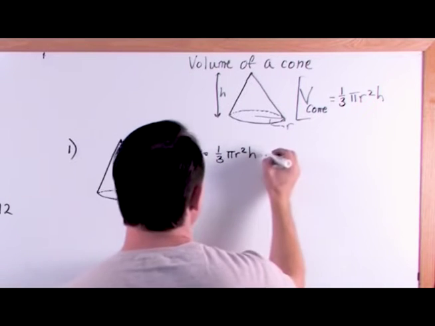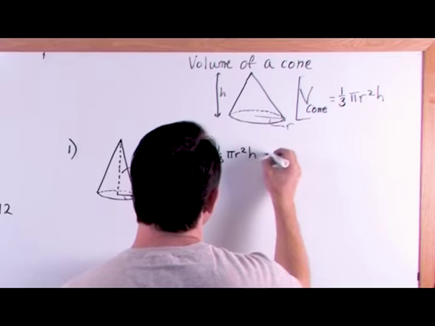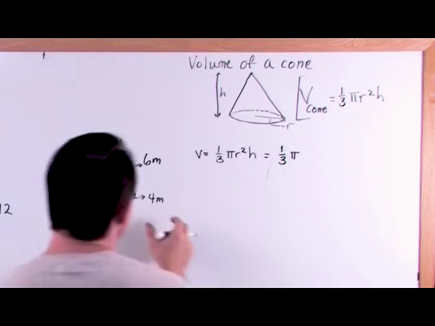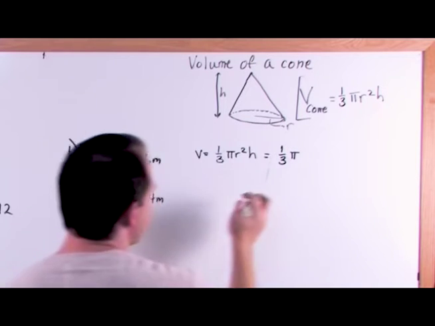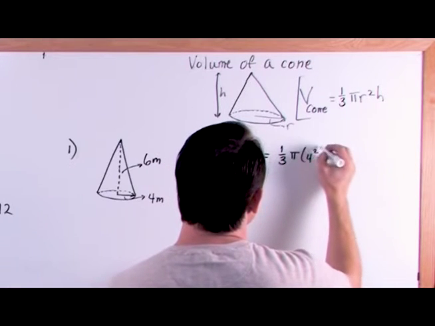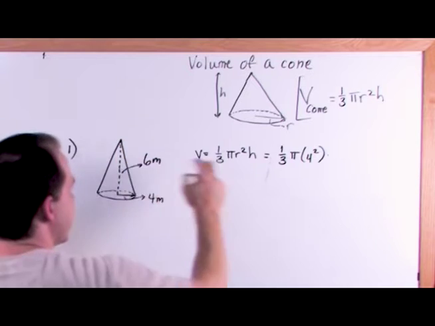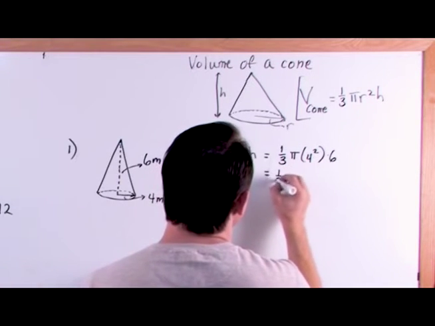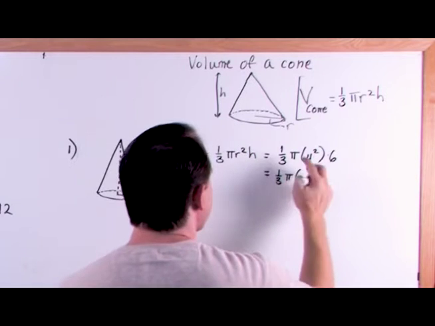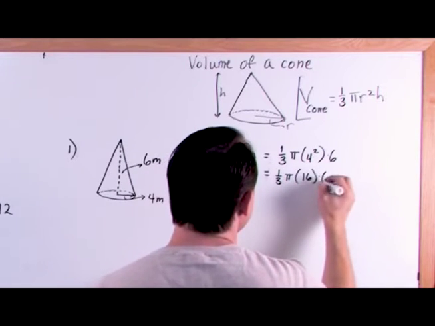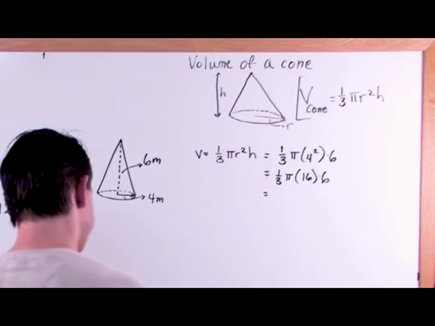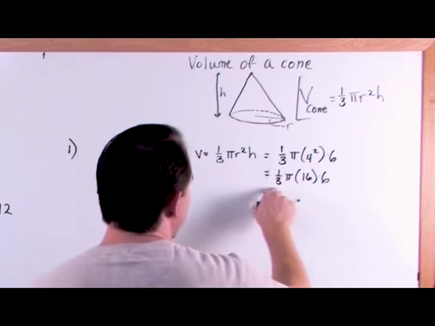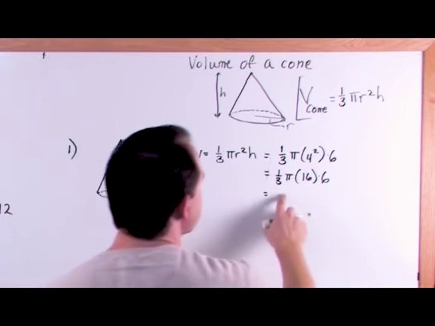Okay. And so the volume is going to equal 1/3 pi. R is given to us. The radius of the base is 4 squared, and the height is 6. Okay. So it's 1/3 pi. 4 times 4 is 16, so I just put it there times 6. Okay. And now we're going to multiply all this stuff out.